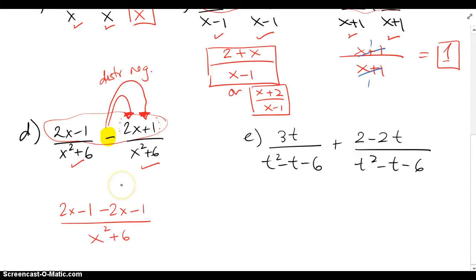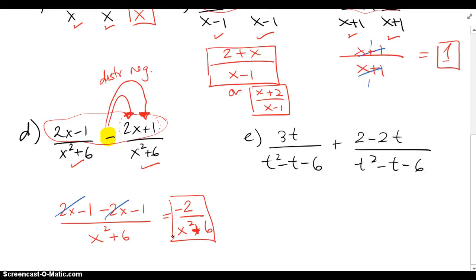Now I can combine the numerator. It looks like I have like terms that cancel out, and I have -1 and -1, which is -2, and then x squared plus 6, and I cannot do any more cancellations or reducing, remember, because there's a plus between the x squared and the 6.